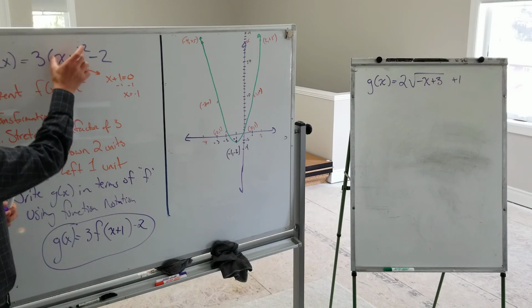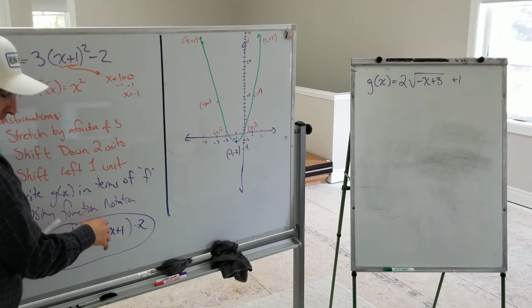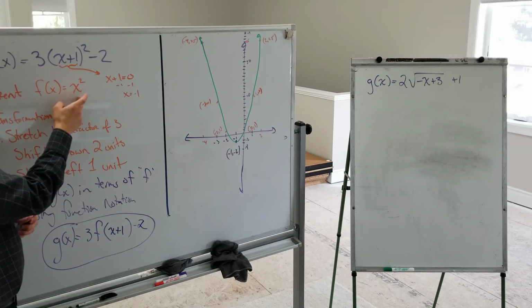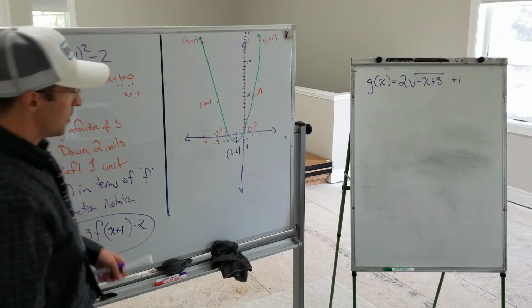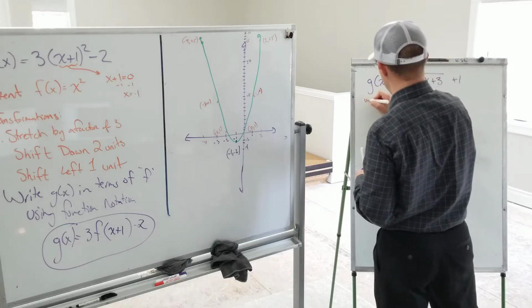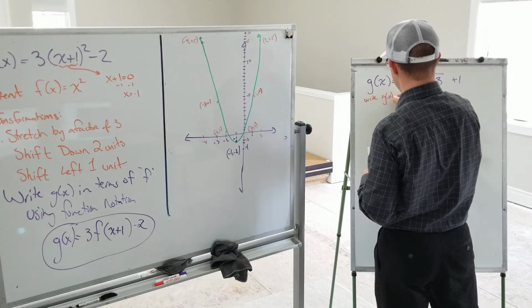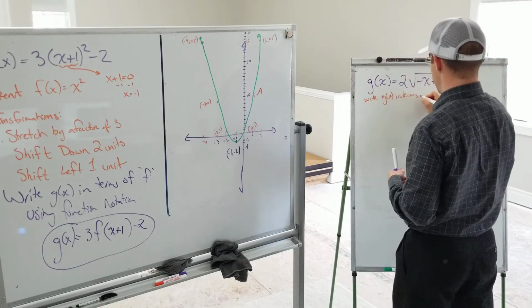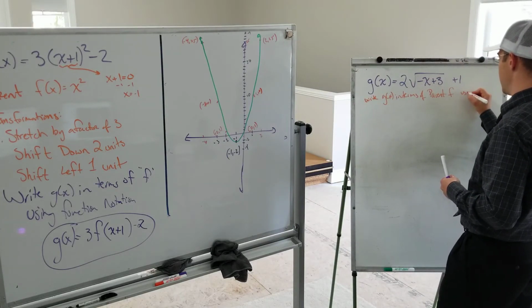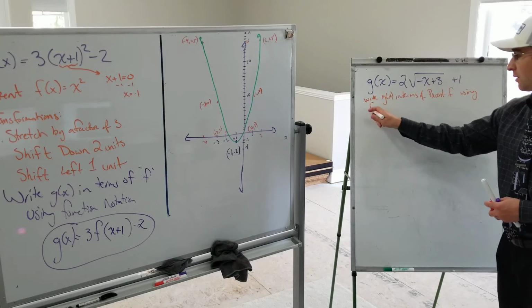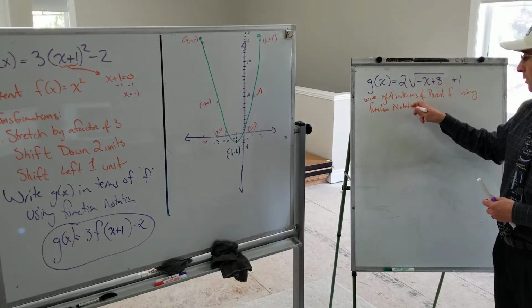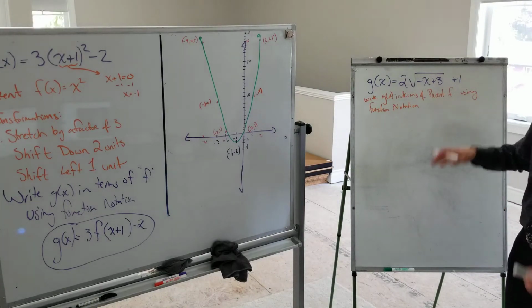We basically replace the fact that it's squared with an f of parentheses, because the function f of x is x squared. Okay. So let's just jump straight to this one, and we're going to say write g of x in terms of its parent function f using function notation. That's terribly written, sorry, my handwriting's not that great.